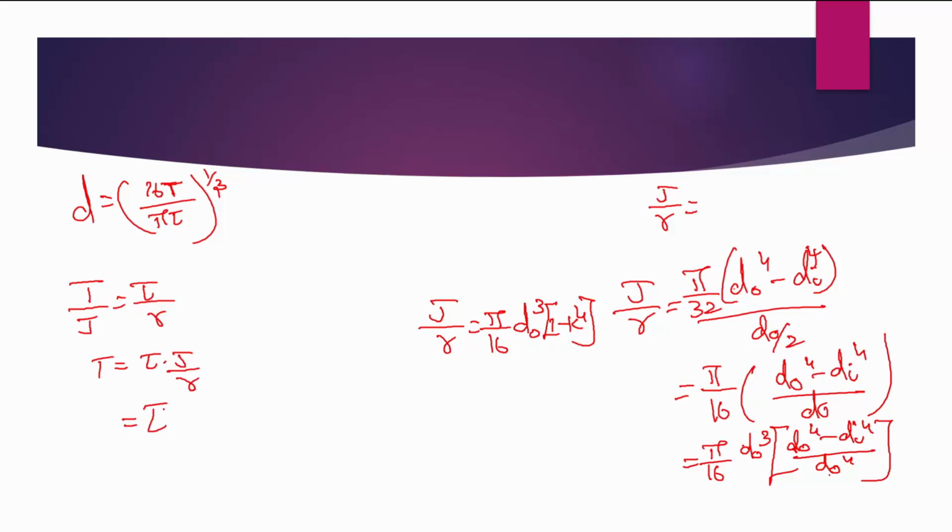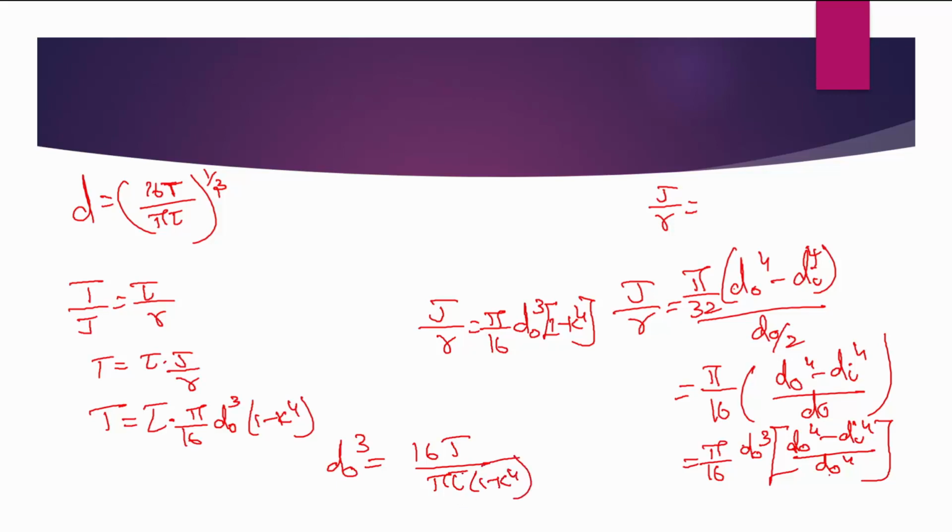So t equals tau into pi by 16 d naught cube into (1 minus k to the power 4). This is the formula for t. If I rearrange this in terms of d naught cube, I will get 16 t by pi tau into (1 minus k to the power 4). So this is the formula for d naught cube. My formula for d naught will be equal to (16 t by pi tau into (1 minus k to the power 4)) the whole power 1 by 3.